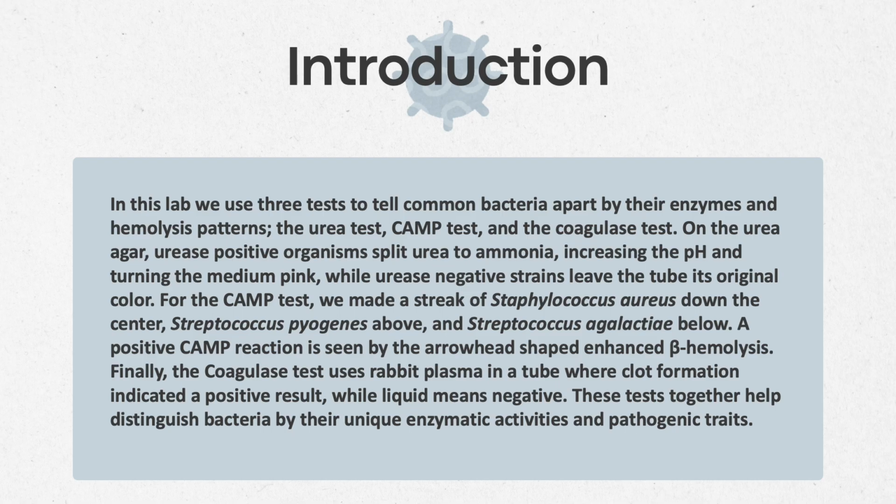For the CAMP test, we made a streak of Staphylococcus aureus down the center, Streptococcus pyogenes above, and Streptococcus agalactiae below. A positive CAMP reaction is seen by the arrowhead-shaped enhanced beta hemolysis. Finally, the coagulase test uses rabbit plasma in a tube where clot formation indicated a positive result, while liquid means negative. These tests together help distinguish bacteria by their unique enzymatic activities and pathogenic traits.